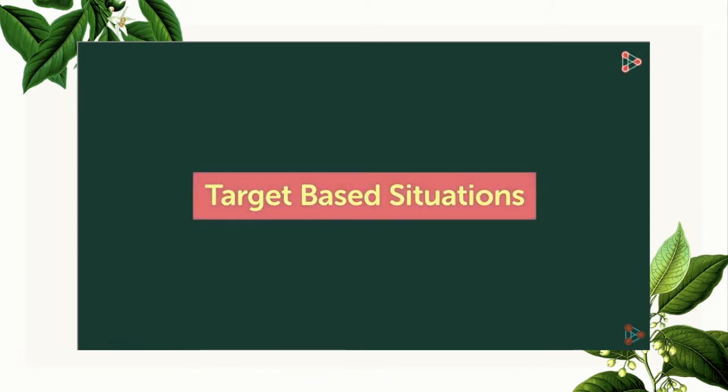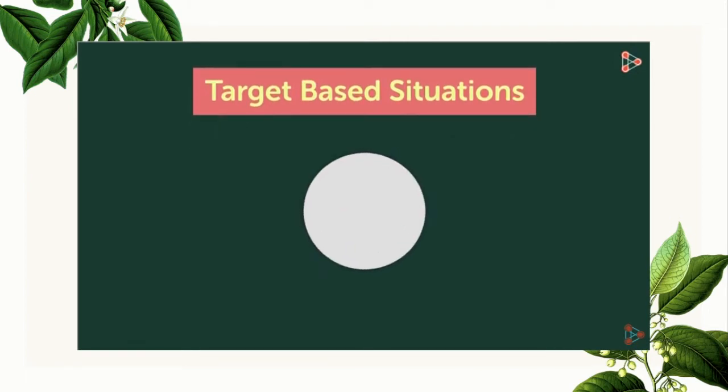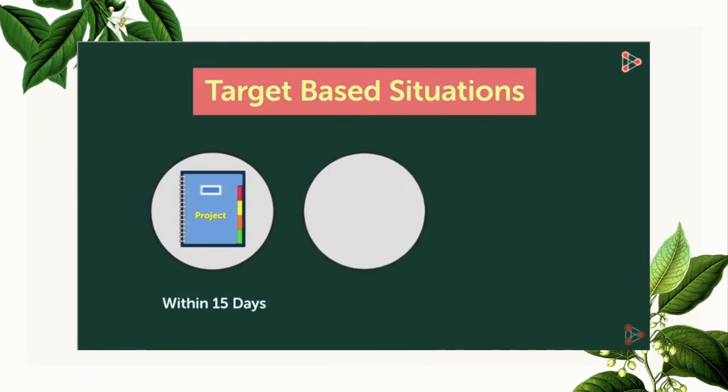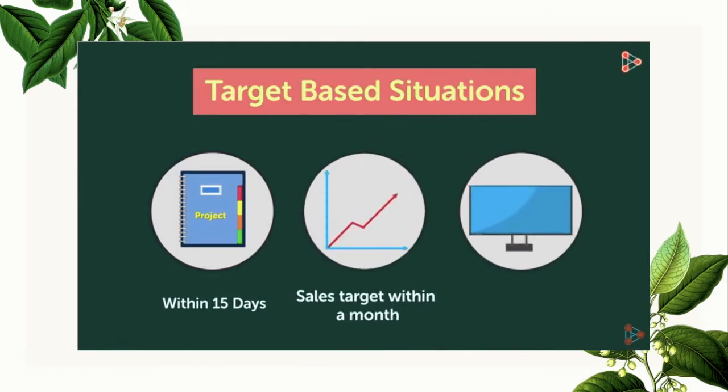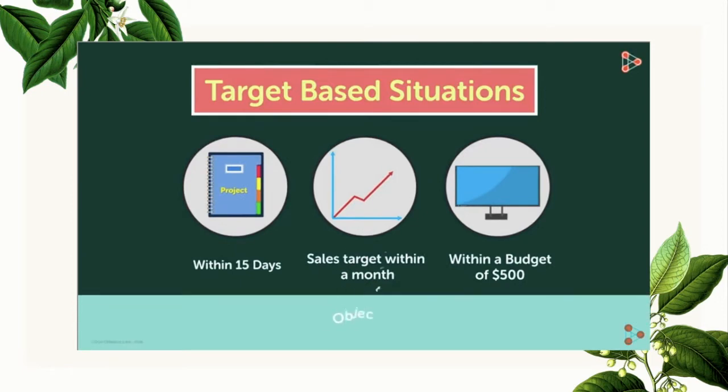We all come across many target-based situations in our day-to-day life. Can you think of any? Say, a student has to complete a project in 15 days, or a salesperson has to achieve a sales target within a month. Another person has to buy an electronic gadget within a budget of $500. Go through these situations and try to find out the main objective to be achieved by each person individually.